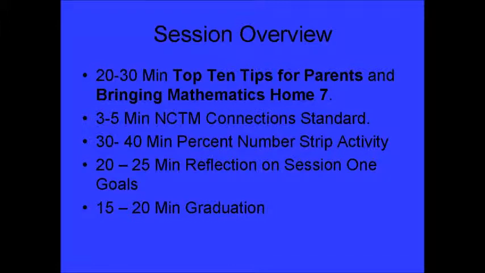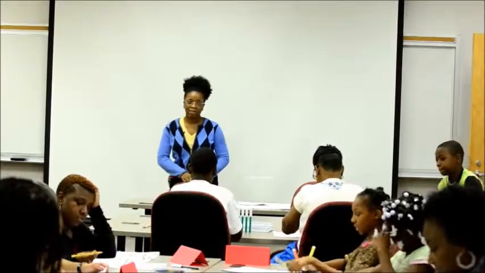As a session overview, we'll spend 20 to 30 minutes looking at the top 10 tips for parents and the Bringing Mathematics Home 7. Thereafter, we'll spend 3 to 5 minutes discussing the NCTM connection standard. We'll spend another 30 to 40 minutes looking at the percent number strips activity. Lastly, we will spend 20 to 25 minutes doing a reflection on the Session 1 goals that we set in place at the beginning of this mini course. And then we'll take time to celebrate the achievement of our graduates tonight.